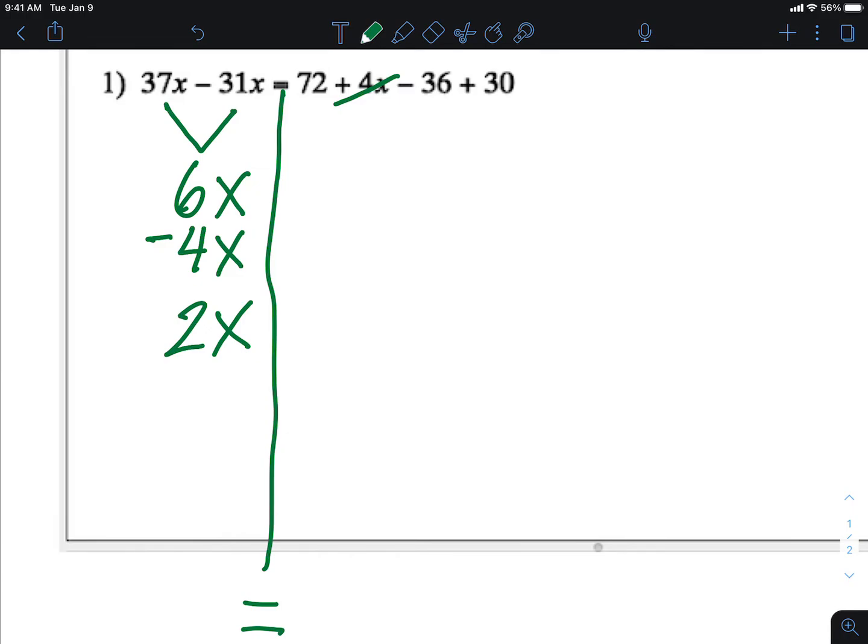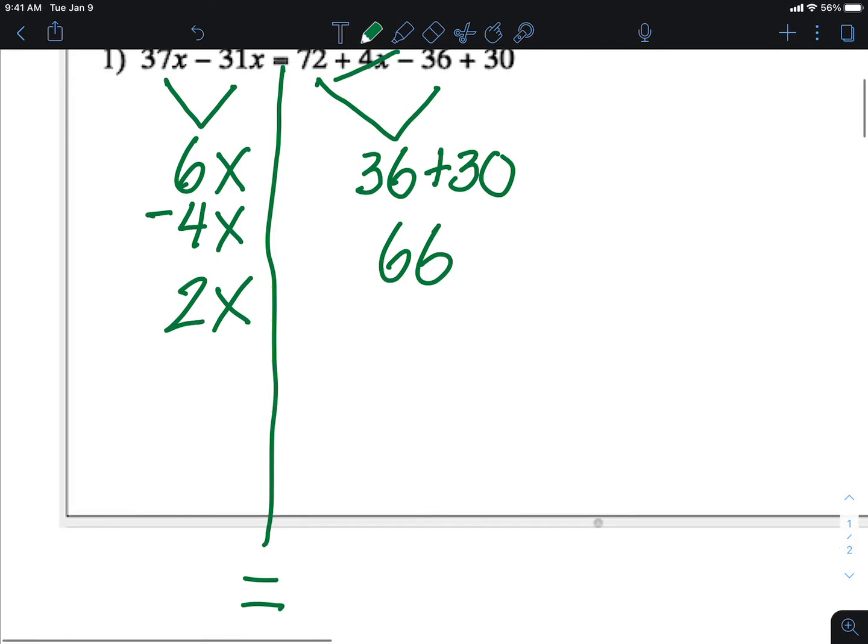So now I'm left with, on this side, I'm left with 72. I'm left with 36. And I'm left with minus 36, excuse me. And I'm left with positive 30. So let's take them two at a time. So let's do these two first. 72 minus 36 is 36. Now, this plus 30 here, nothing happened to it, so it's just going to come straight down. So I'm going to say plus 30. So 36 plus 30 is 66.